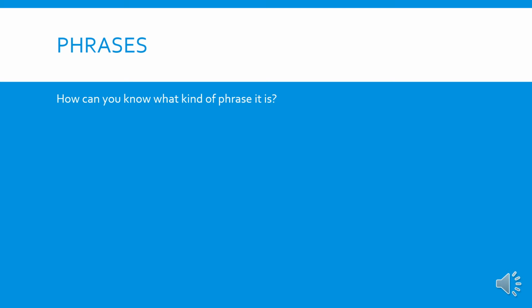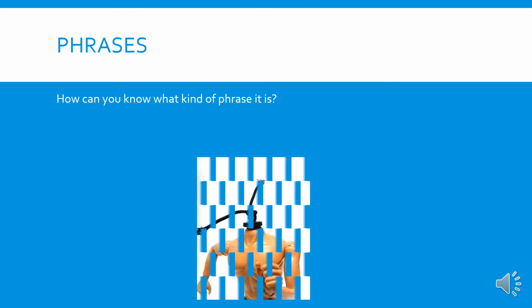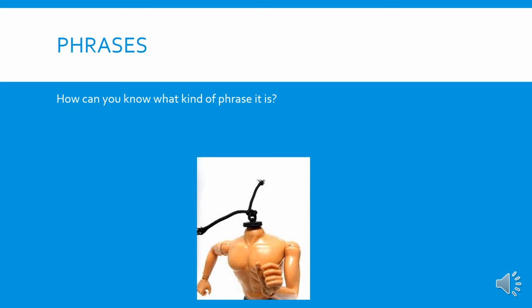Well, the answer is this. We try and find the head. The head is the most important word in a phrase. If you know the most important word, then you know what kind of phrase something is. So if you look at that sentence again, old John laughed harshly when he heard our stupid jokes.